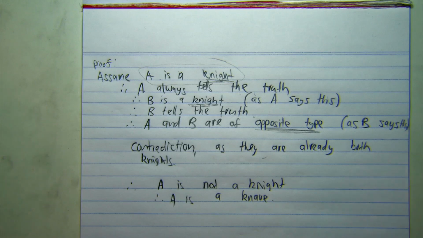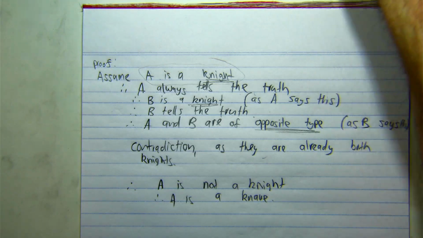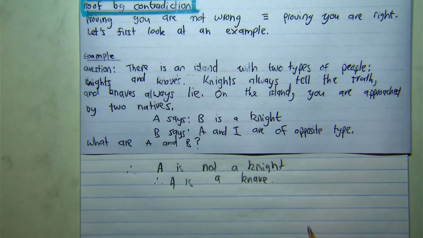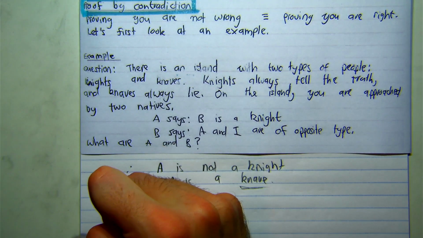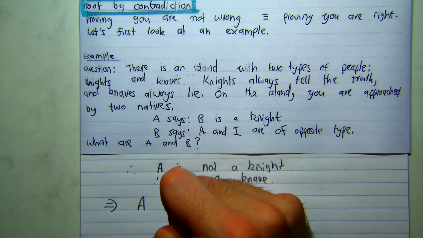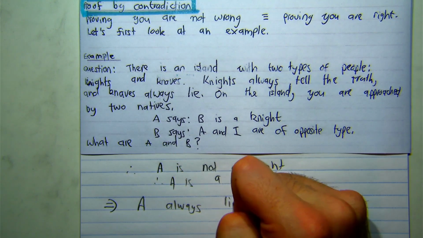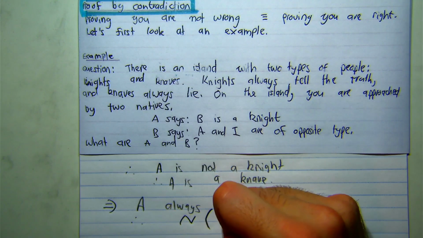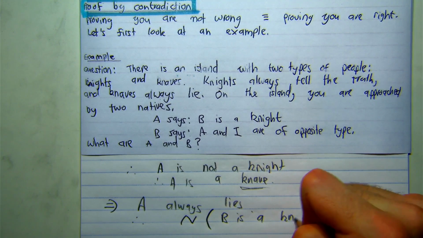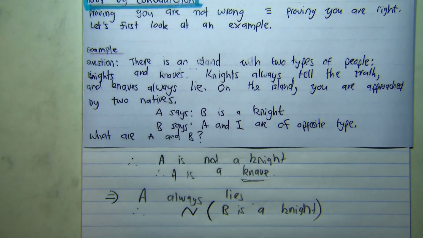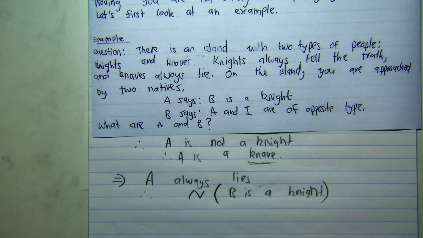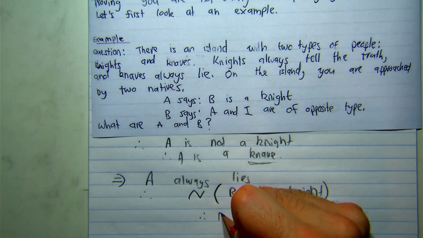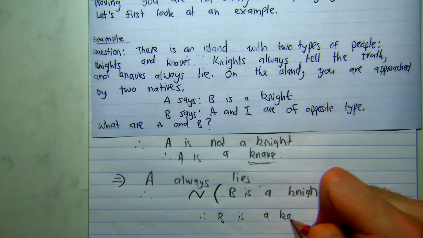valid. Okay, so now that we know that A is a knave, we can do a direct proof as to what B is based off what A says. So A is a knave, working from here. Therefore, A always lies. So we can say, therefore, it is not true that B is a knight. That is the sign for the negation in logic. So therefore, B is a knave.